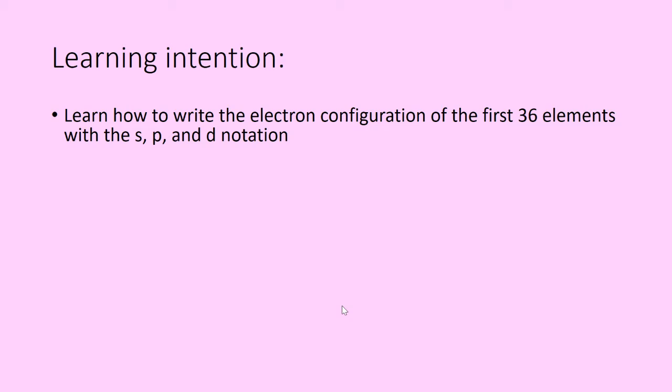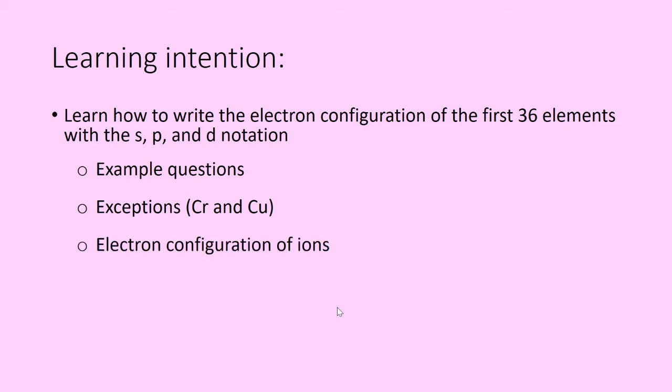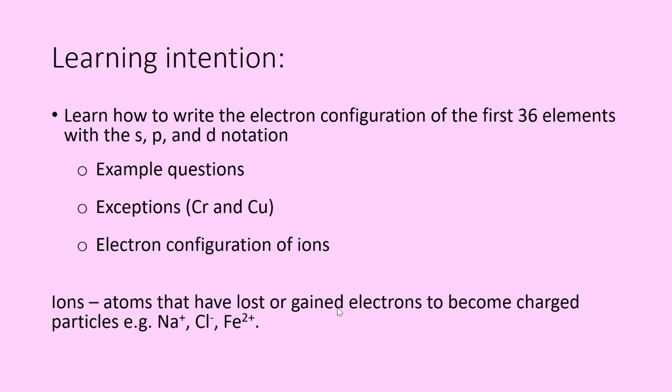The learning intention for this video is to teach you how to write the electron configuration for the first 36 elements with SPD notation. In this video, we're going to look at some example questions, some exceptions to the rule, which is chromium and copper, and the electron configuration of ions. Just a reminder, ions are atoms that have lost or gained electrons to become charged particles. For example, sodium, chloride, and iron 2+.